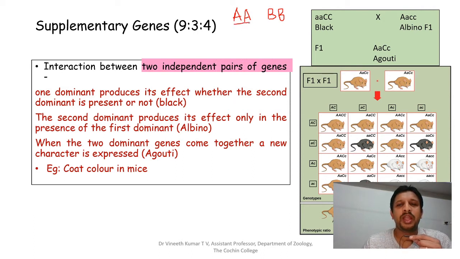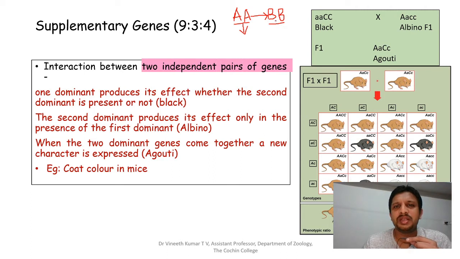This A is said to be independent in the sense that it can produce its effect in the absence of B. That means if B is absent, A can produce the trait which it determines. But for B to be expressed, it requires the assistance of A. Assistance in the sense that only in the presence of A will B be expressed. Only when capital A is present does capital B produce its effect. So we'll discuss how they are interacting.